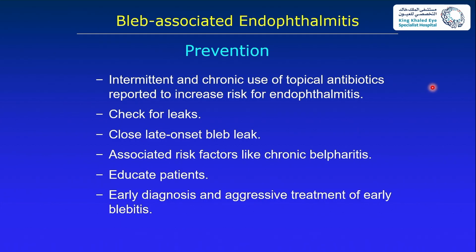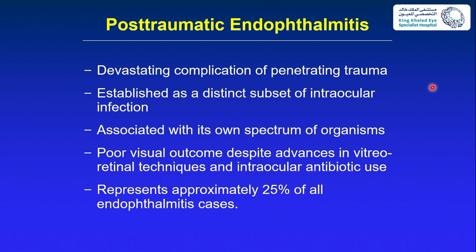So how would we prevent this? We have to check for leaks. And if you diagnose leaking bleb, you have to close it. Risk factors such as chronic blepharitis need to be treated. You have to educate the patient. As the patient, they have to report to the emergency room if they have a red eye or pain, because early diagnosis will help. So this is regarding bleb-associated endophthalmitis.